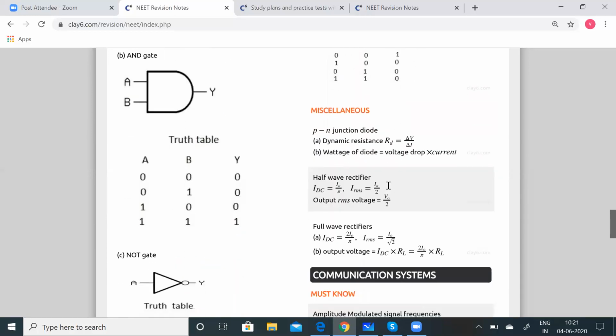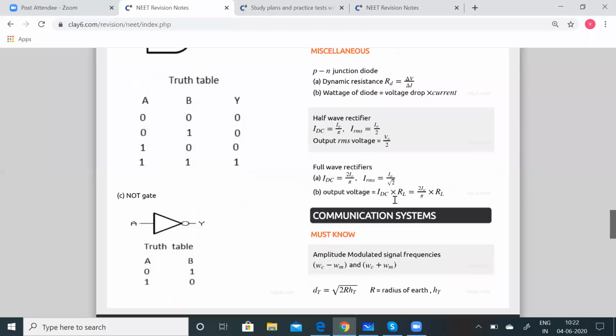And these are the other things which you have to know, like the PN junction diode. The dynamic resistance RD is equal to delta V by delta I. Wattage of a diode is given by voltage drop into current. For the half wave rectifier, IDC is equal to I0 by pi, and IRMS is equal to I0 by 2. Output RMS voltage is given by V0 by 2.